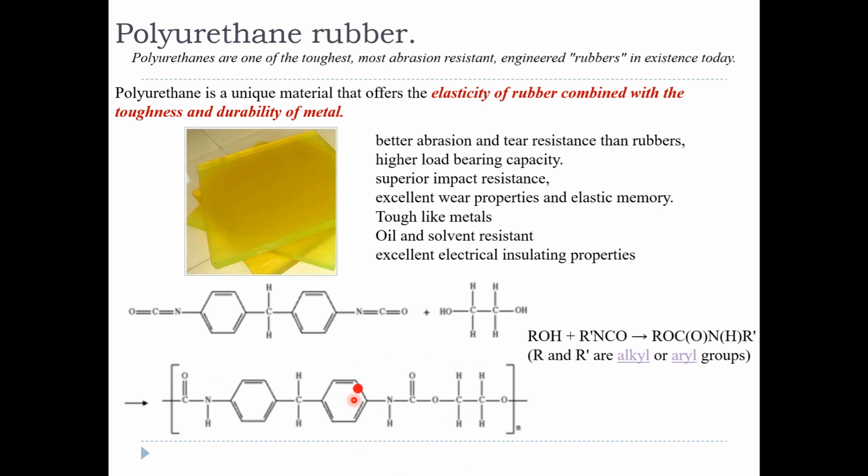This functional group is the urethane functional group. Okay, fine. And this is the isocyanate functional group, and this is the alcohol functional group, a diol basically. And this is how the reaction takes place, and we get this polymer. So it's abrasion resistant, heat resistant, lot of load bearing capacity, very tough, impact resistant, excellent wear and tear properties, tough like metals, oil and solvent resistant, very good insulating properties. You can change these functional groups over here. You can get different types of polyurethanes.